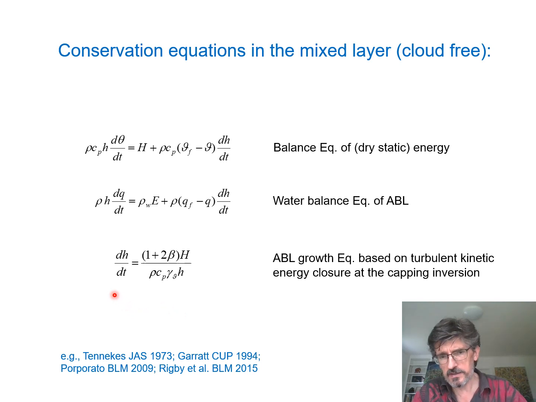The equation is relatively simple. dh/dt grows proportionally to the heat flux H, times 1 plus 2 beta. Beta is just a constant, something on the order of 0.4, 0.5, and then divided by stuff that is just thermodynamics, cp, and gamma theta, the lapse rate of the free atmosphere, the profile of theta for the free atmosphere, and then divided by the height of the boundary layer. So the higher the boundary layer, the slower the evolution is. So this slows down the evolution a little bit.